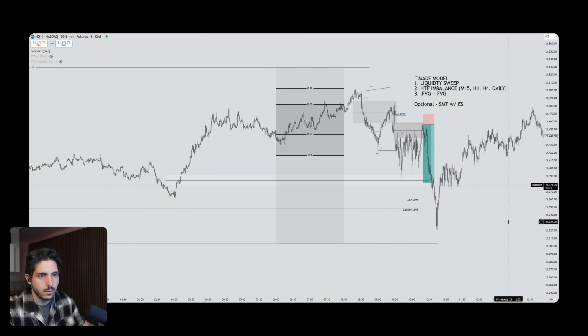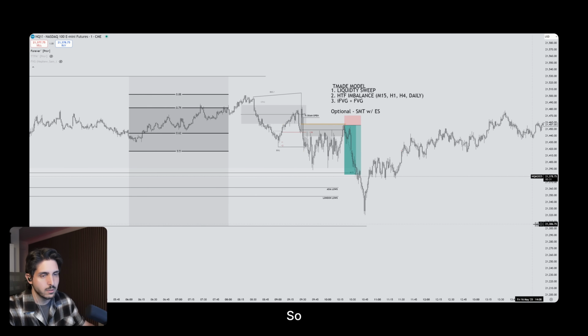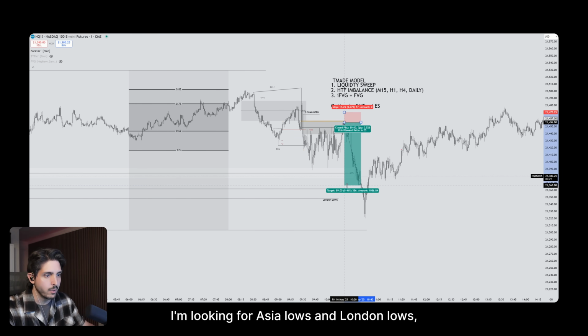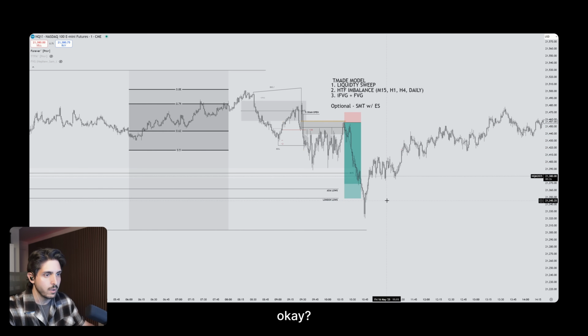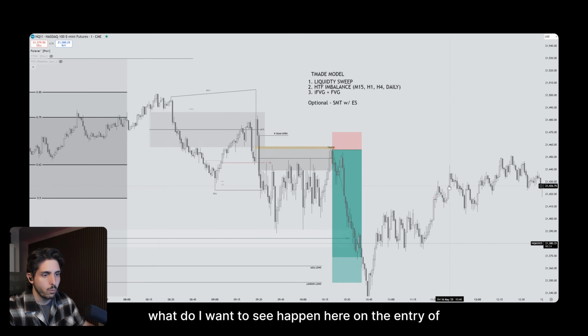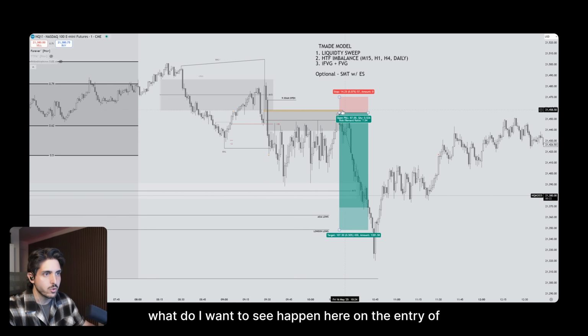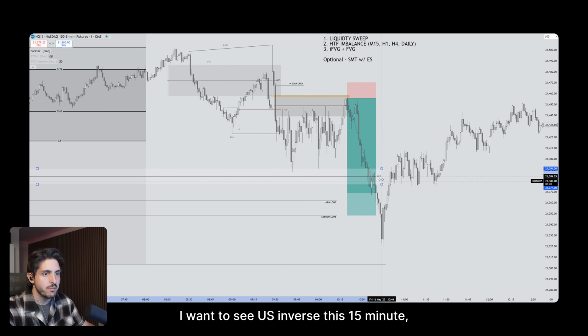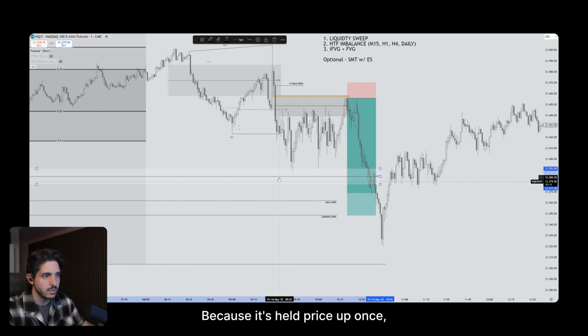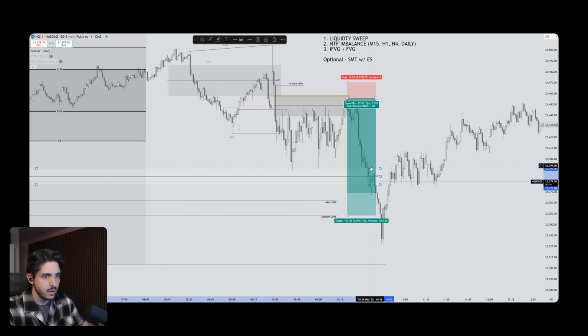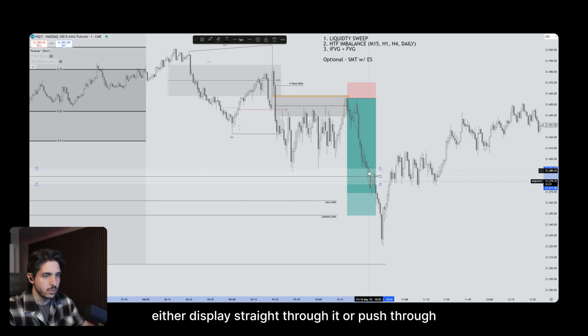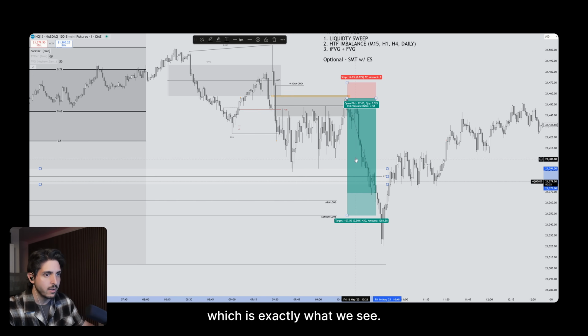Now, important to look at this, right? I'm looking for Asia lows and London lows, okay? And what do I want to see happen here on the entry of this trade? I want to see us inverse this 15-minute, right? Because it's held price up once, twice. Now, when we push into it, I want to see price either displace straight through it or push through it and then hold the midpoint of that gap to the downside, which is exactly what we see.